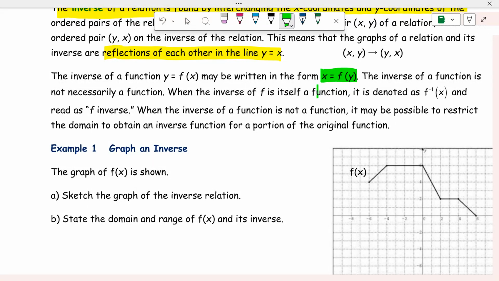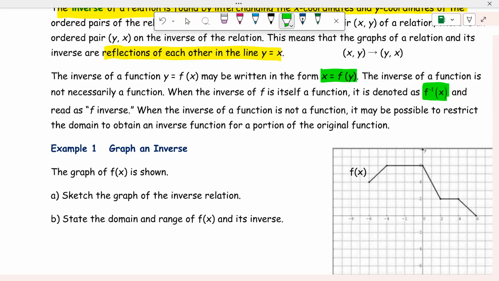The inverse of a function is not necessarily a function. We'll talk about what a function is, because it's probably been a while since you went through that definition, but we'll finish this and then I'll go into more detail about that. When the inverse of f is itself a function, it is denoted by this notation here. That little -1 in this notation is not an exponent. If you see this notation, it also means find the inverse of the function.